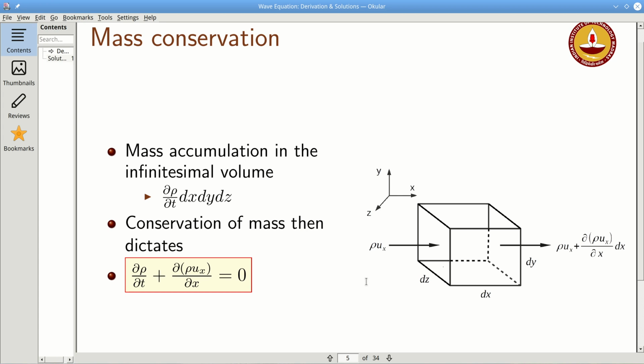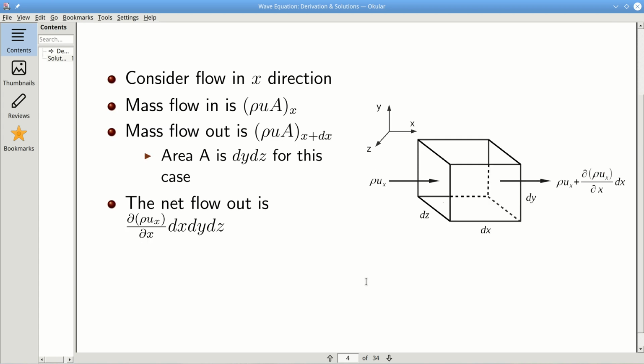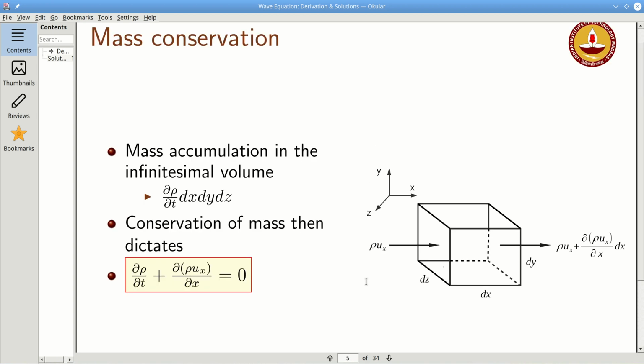Okay, now there is mass accumulation in the volume. This is classic fluid mechanics mass conservation that you write, right? Mass flow in, mass flow out, the difference should basically be the mass that is accumulated inside. Of course, if it is removed, then it is a negative quantity.